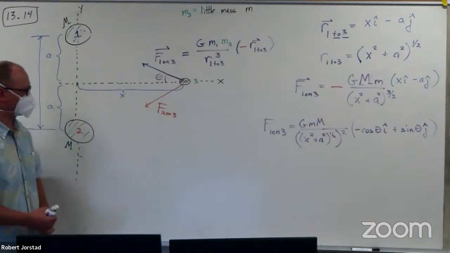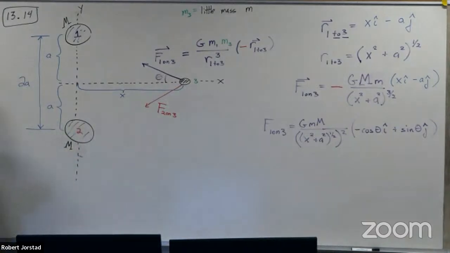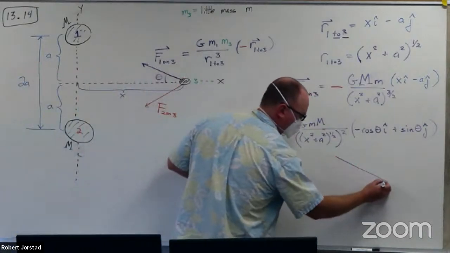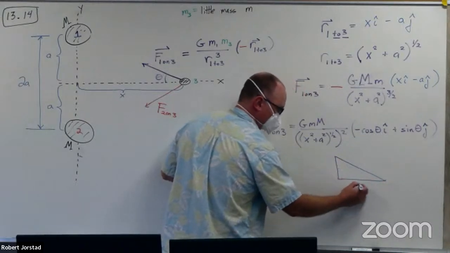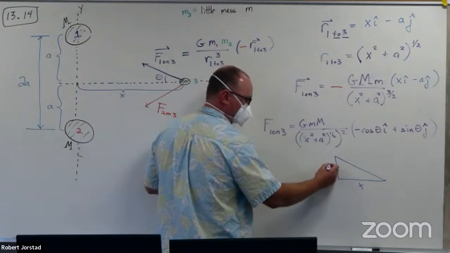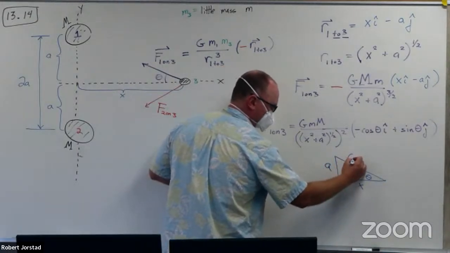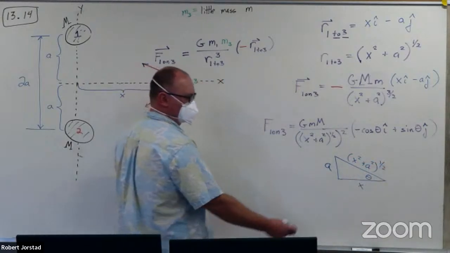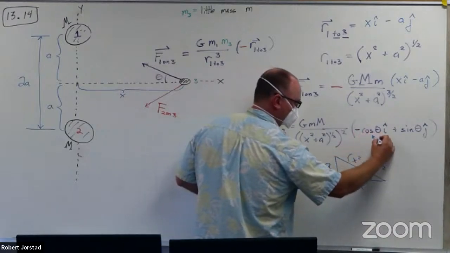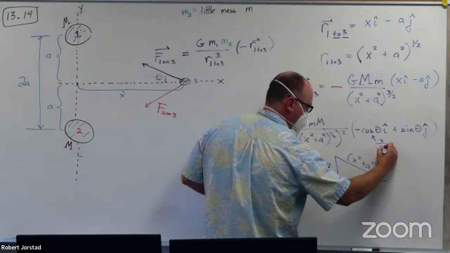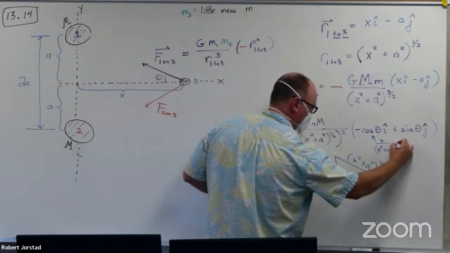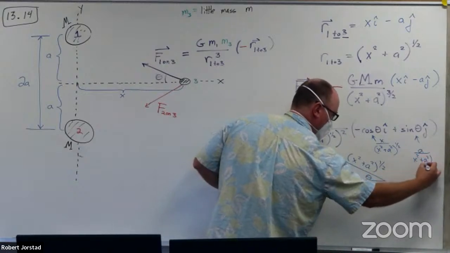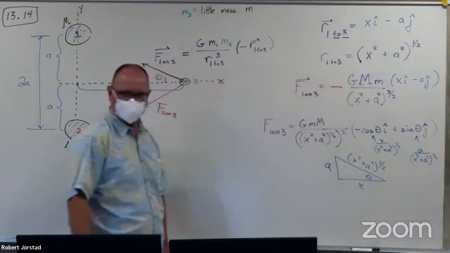Okay. Robert, you good with that too? Okay, yeah. Well, now, how do I get cosine and sine? Well, I could draw a picture here. This side's x, this side's a, this is theta, this is x squared plus a squared to the 1/2. Notice cosine theta would be x, and this would be like that, agreed?